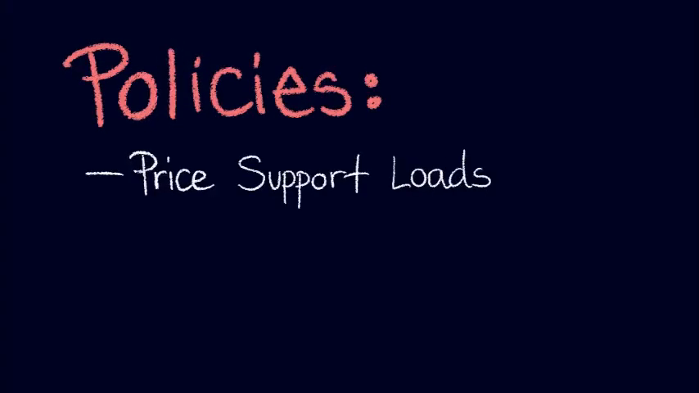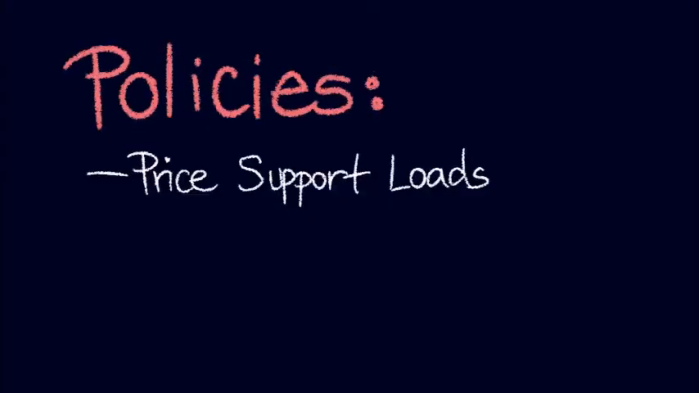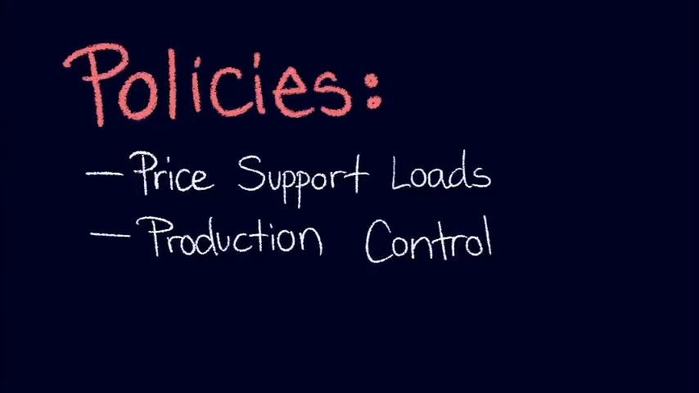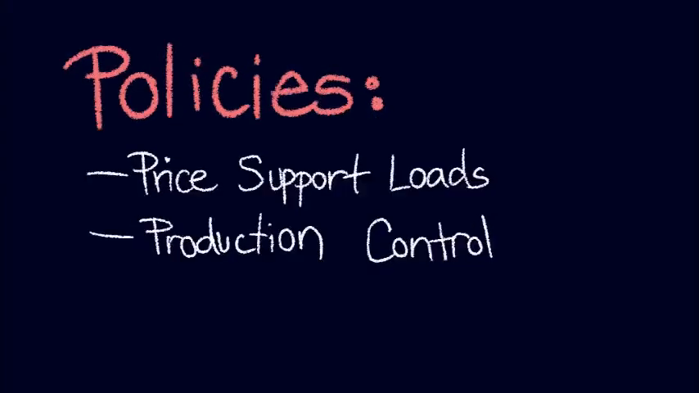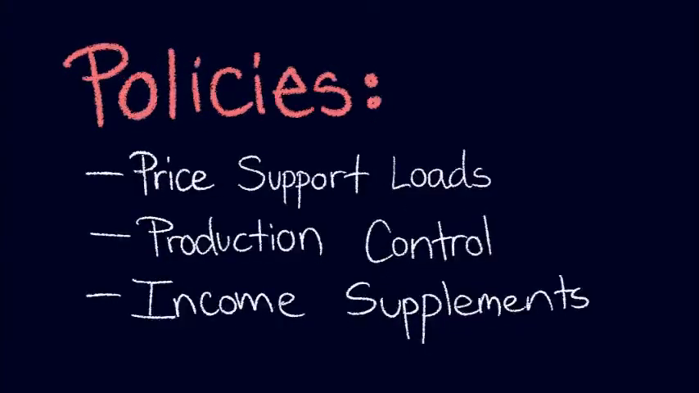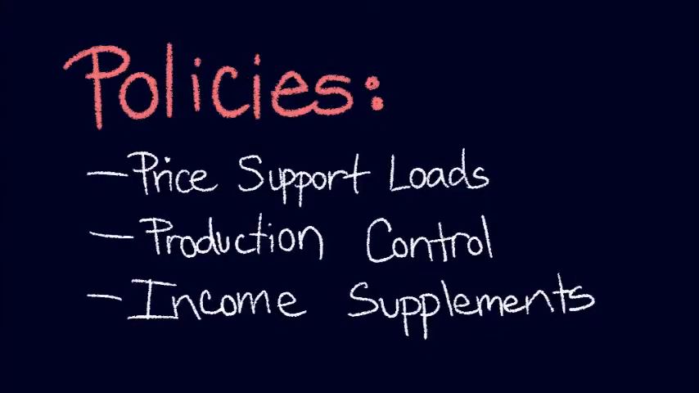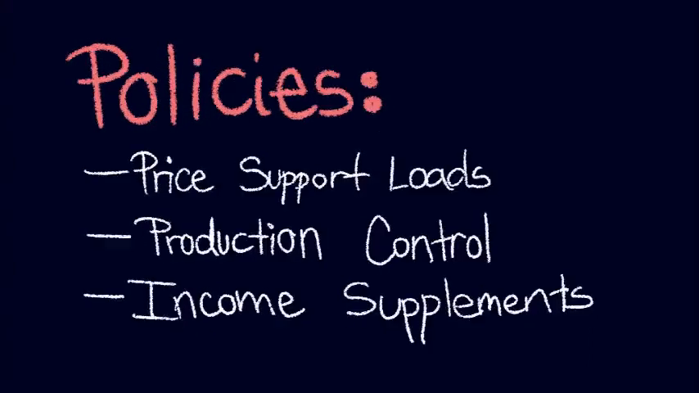Finally, political factors can also affect the farmer's choices. The government puts in place policies and such that aid or hinder the farmer's progress. There are such things as price support loans, which aid farmers until they sell the produce, production control, where they limit the amount of surplus crops, and income supplements, where the government helps fund the farmers in years where market prices fail to reach the levels that were expected.